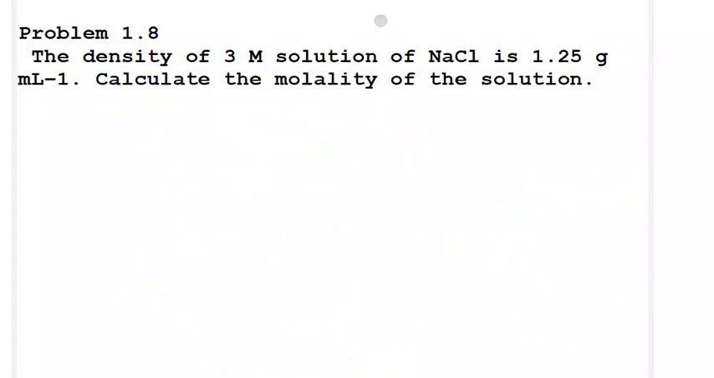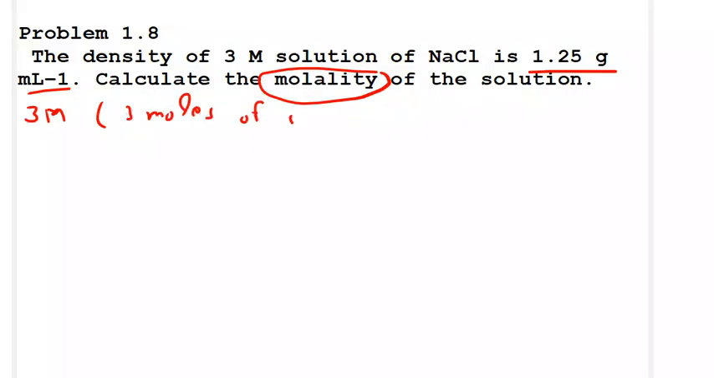Next question. The density of 3 molar solution of NaCl is 1.25 gram per milliliter. Calculate the molality of the solution. Okay. Here 3 molar means 3 moles of solute present in 1 liter or 1000 milliliter of the solution.